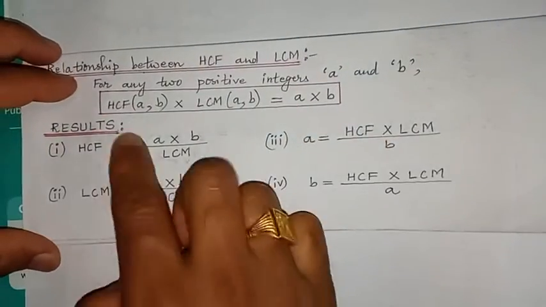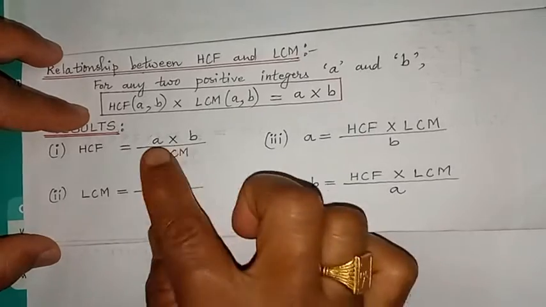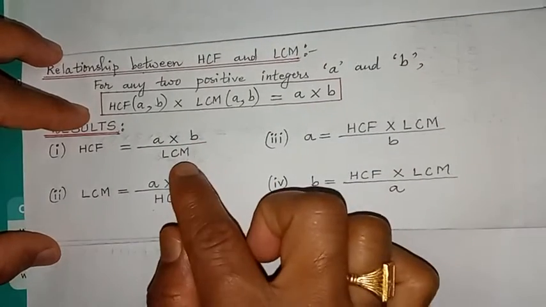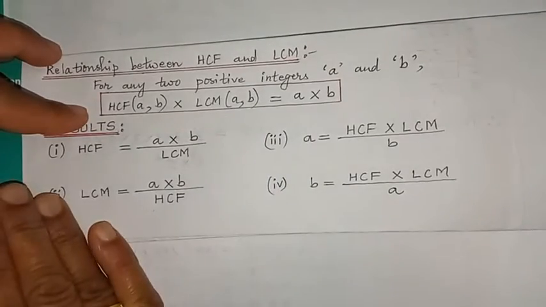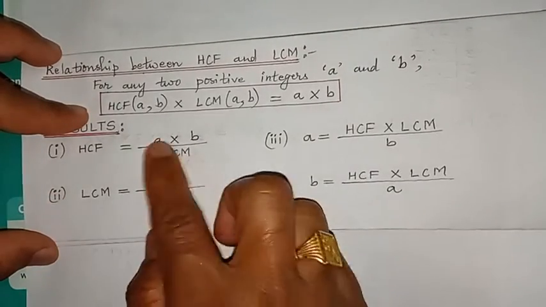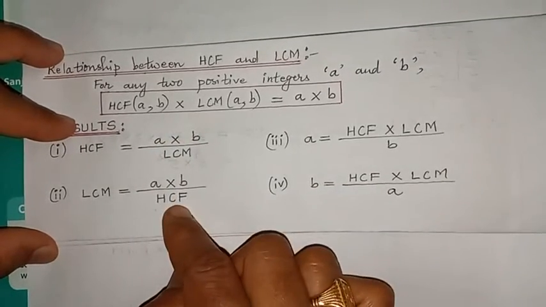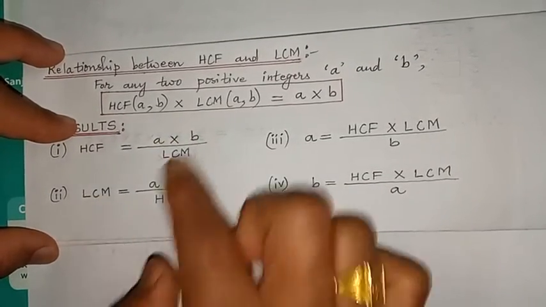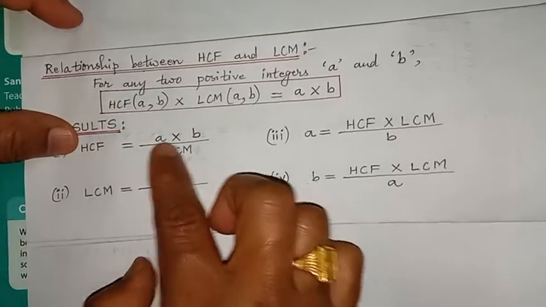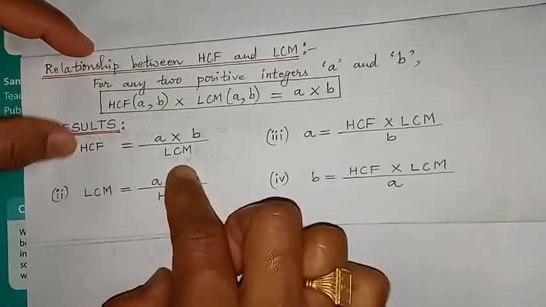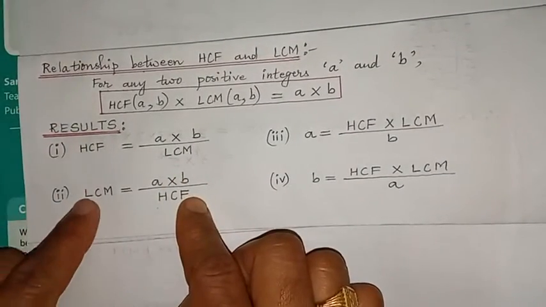There's a very useful formula to find HCF and LCM in a particular question. Suppose I give you a question where I've given you two integers and either the LCM or the HCF, and I tell you to find the other. If I give you LCM and A and B, then find HCF, there's a formula. If I give you A and B and HCF, then find LCM, there's a formula. HCF is equal to the product of those two integers divided by their LCM, and LCM is equal to the product of those two integers divided by their HCF.